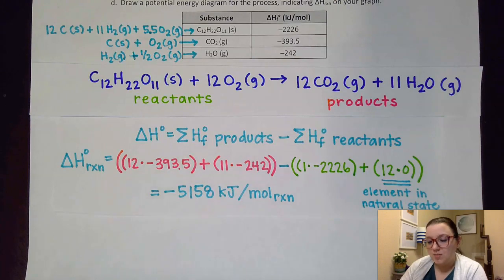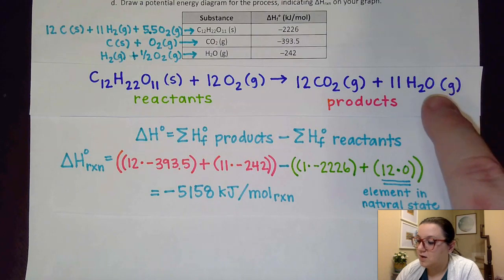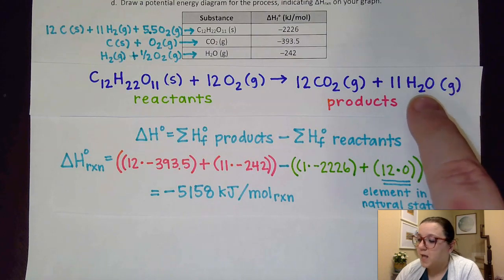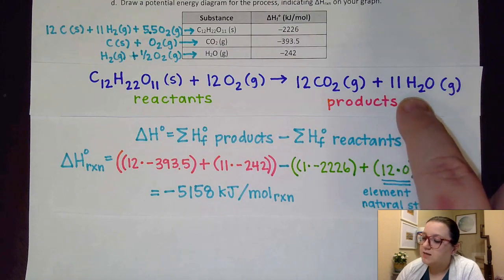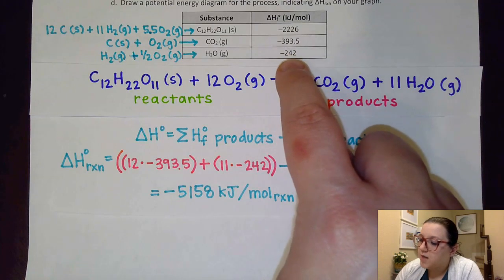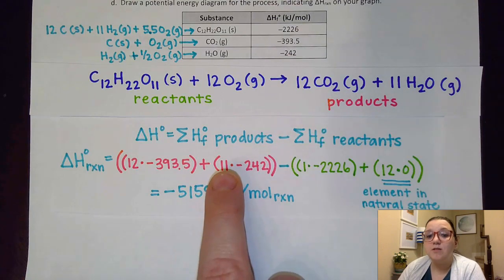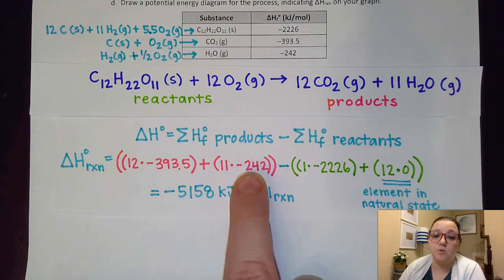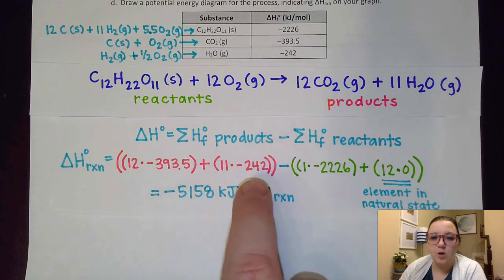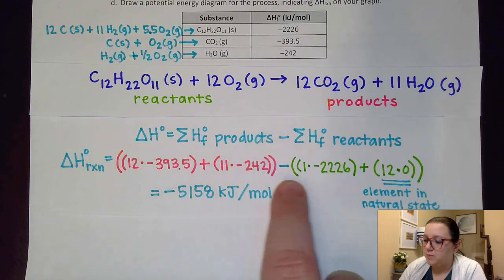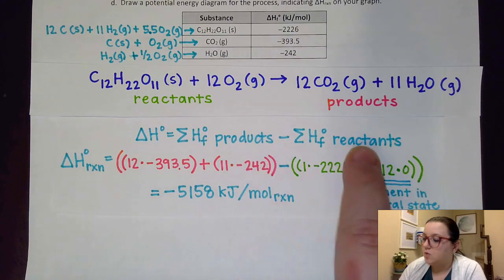Now I'm going to sum that. I'm going to add it to my second product over here. My second product is the water. I have 11 moles of that, and I see that every 1 mole would release 242 kilojoules. And so I'm going to do 11 times that negative 242. Now that's the last of the products, so I close those off, and then I put my minus sign for subtracting the reactants.